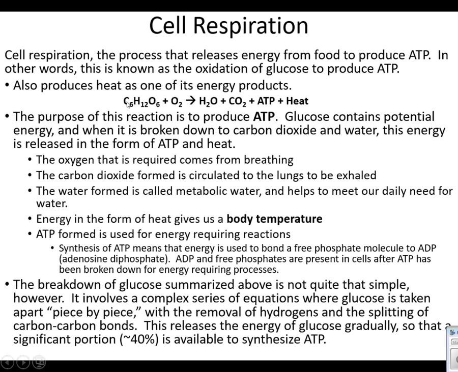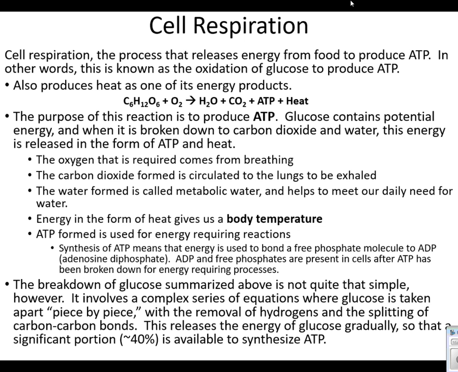C6H12O6 is the chemical formula for glucose. Now this is a simplified version. To be technically correct, we'd say 6O2, which is the oxygen that we breathe, plus 6H2O plus 6CO2 yields ATP. And that's the whole goal. The whole purpose of the reaction is to produce ATP. Glucose contains potential energy, and when it is broken down to carbon dioxide and water, this energy is released in the form of ATP and heat.